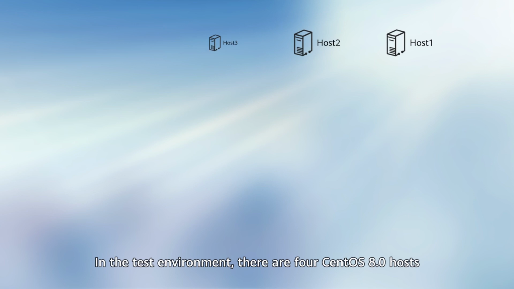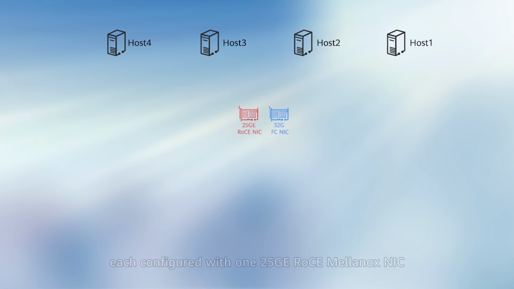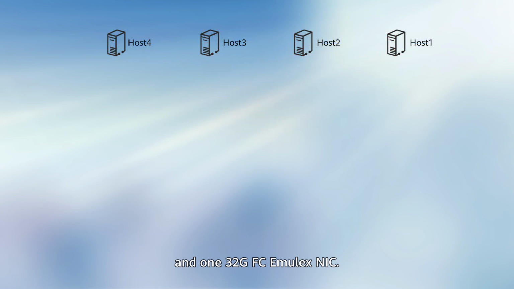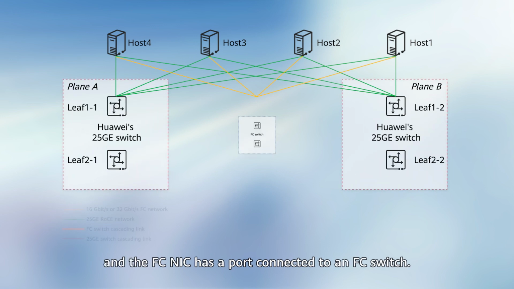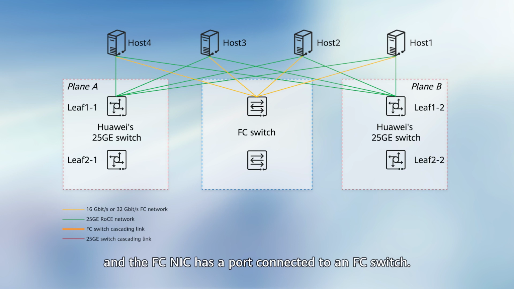In the test environment, there are 4 CentOS 8.0 hosts, each configured with one 25GE Rocky Mellanox NIC and one 32G FC Emulex NIC. The Rocky NIC has a port connected to a CE switch, and the FC NIC has a port connected to the FC switch.